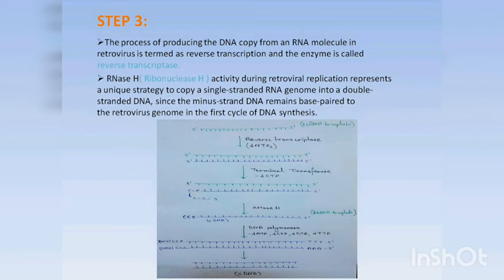Coming to the next slide, that is step 3, where the retrovirus, a virus that can have genetic material in the form of RNA molecule or in the form of DNA molecule while present in the host body. So when the virus vector enters into the host cell cytoplasm, it first transforms its genetic material into DNA from RNA by the process of reverse transcription and with the help of the enzyme called reverse transcriptase. Another enzyme, RNase H or the ribonuclease H, represents a unique strategy to copy a single-stranded RNA genome into a double-stranded DNA. Here is the picture that shows the process of formation of DNA from an RNA molecule.